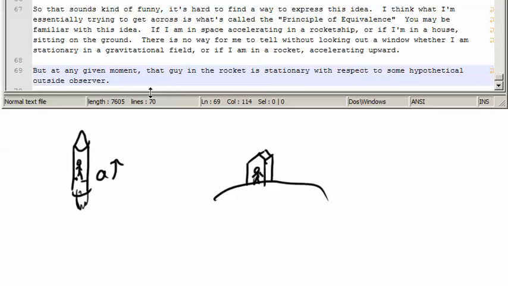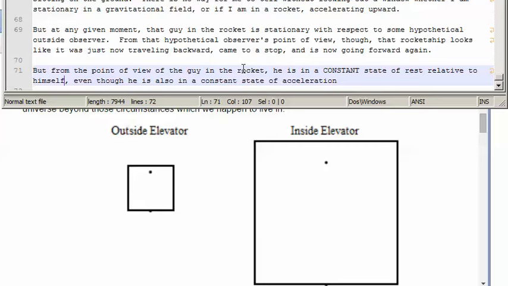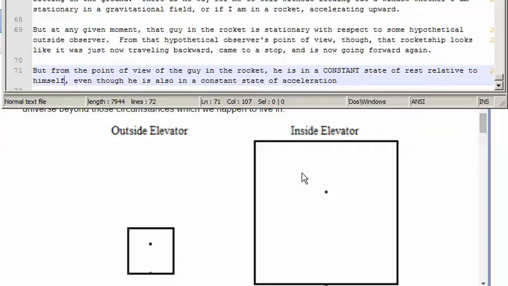But at any given moment, that guy in the rocket is stationary with respect to some hypothetical observer. From that hypothetical observer's point of view, though, that rocket ship looks like it was just now traveling backwards, comes to a stop, and is now moving forward again. But from the point of view of the guy in the rocket, he is in a constant state of rest relative to himself, even though he is also in a constant state of acceleration.